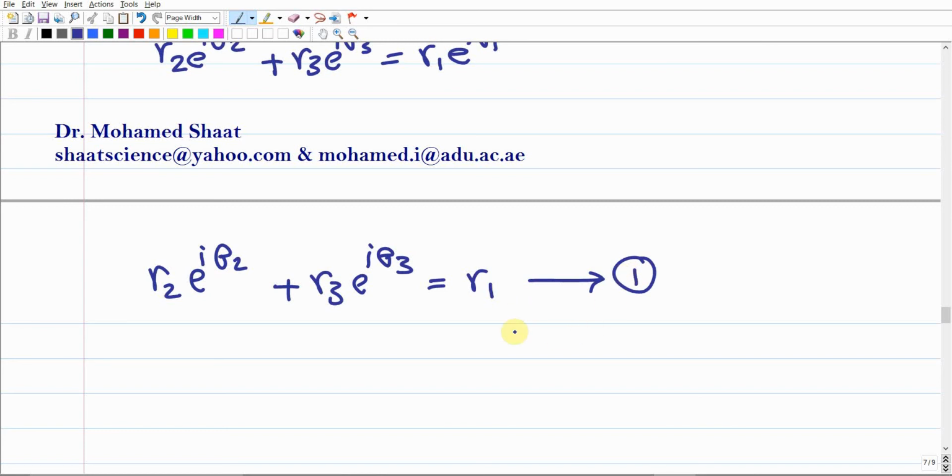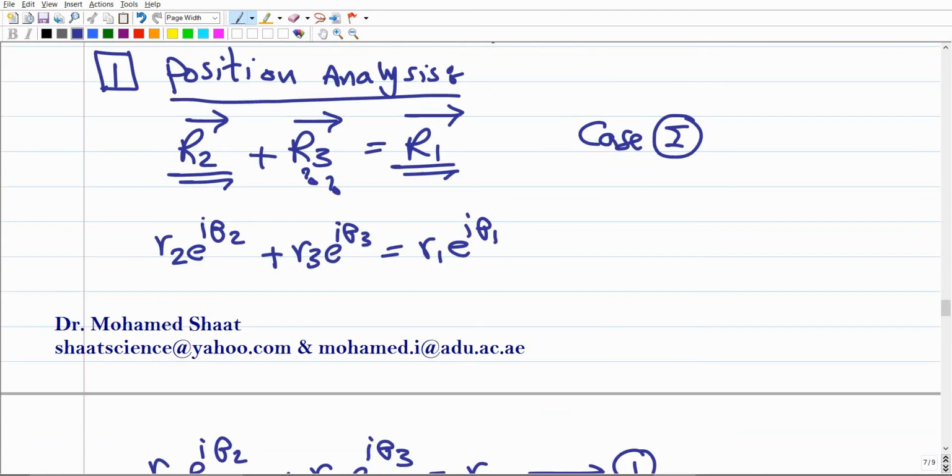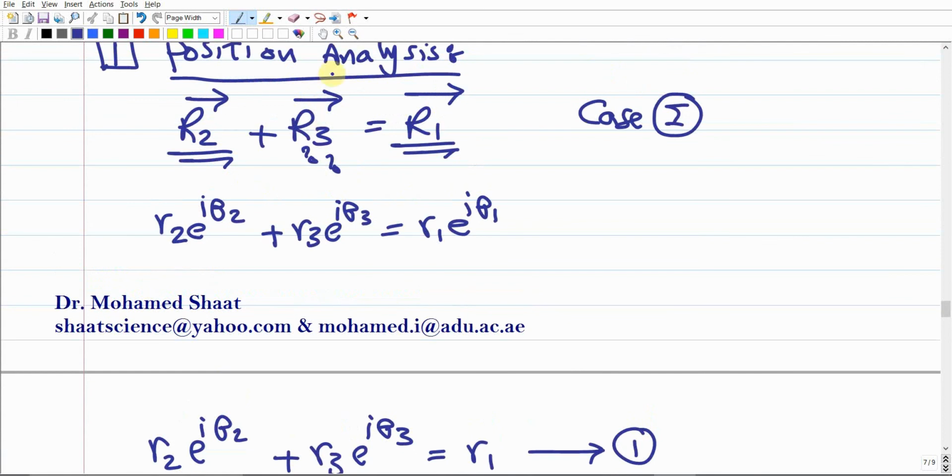This is gonna give us the first equation that shall be differentiated with respect to time twice to end up with the velocity and the acceleration later, right? Then stick to the procedure of case 1. In case 1, we have to isolate the unknown position vector. This is the fully unknown position vector, completely unknown.